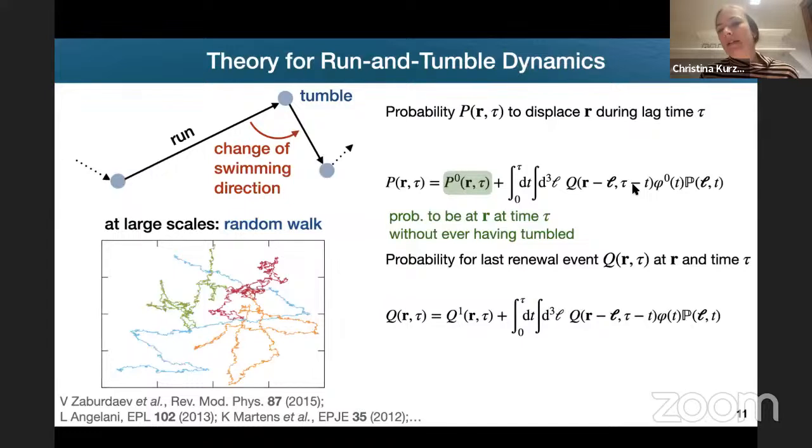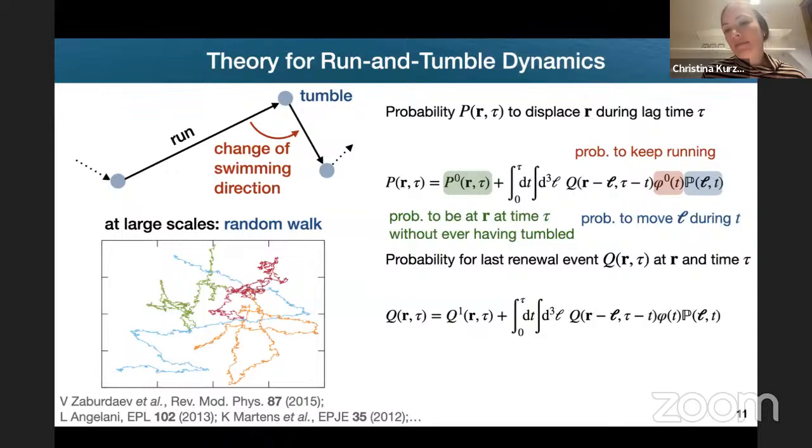The second term involves the probability that the cell has tumbled at an earlier time, times the probability that the cell keeps running. So phi here is the runtime distribution, times the propagator P, which tells us the probability for the cells to displace during their run, to move a distance L during time T.